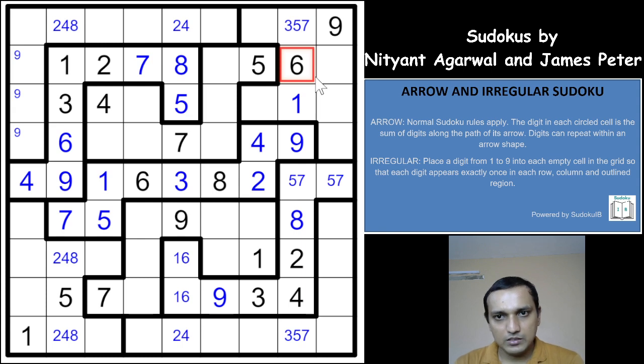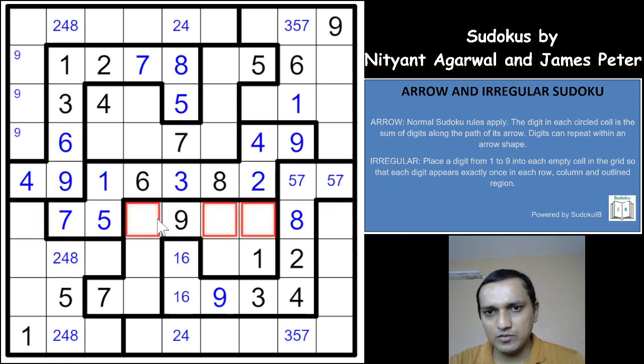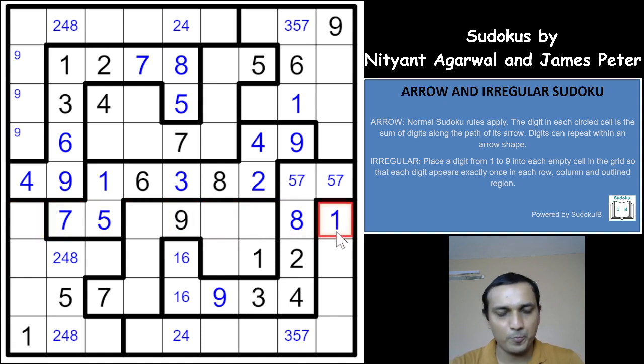And let's see what we have here more. 1 in this row cannot be in any of these cells, cannot be here, so cannot be here, and this cell would have to be a 1 now, right? And 6 cannot be here.